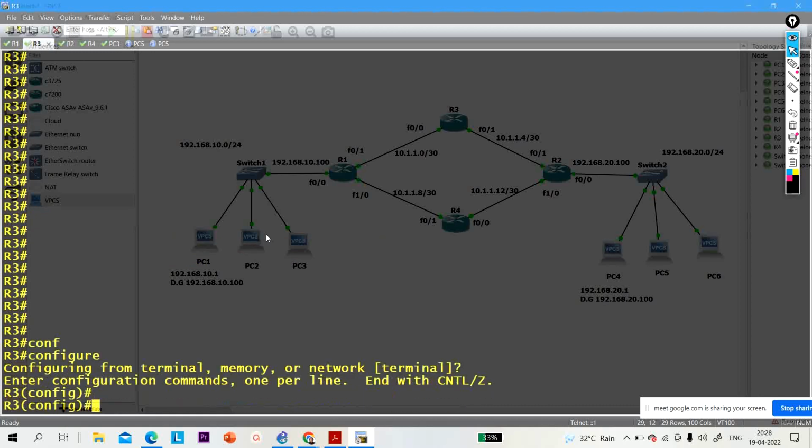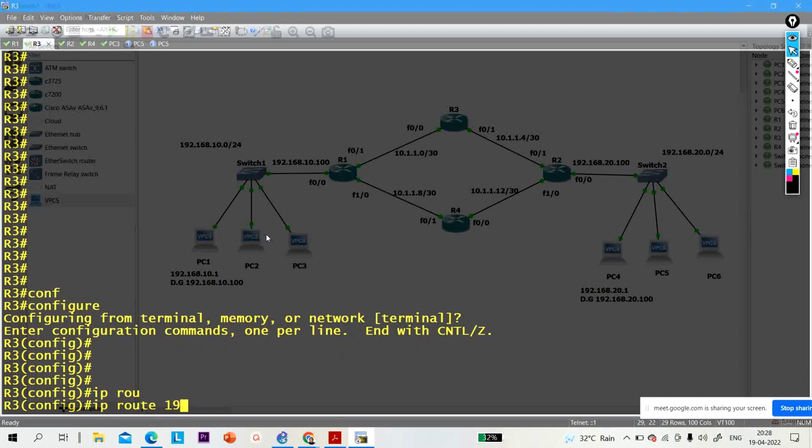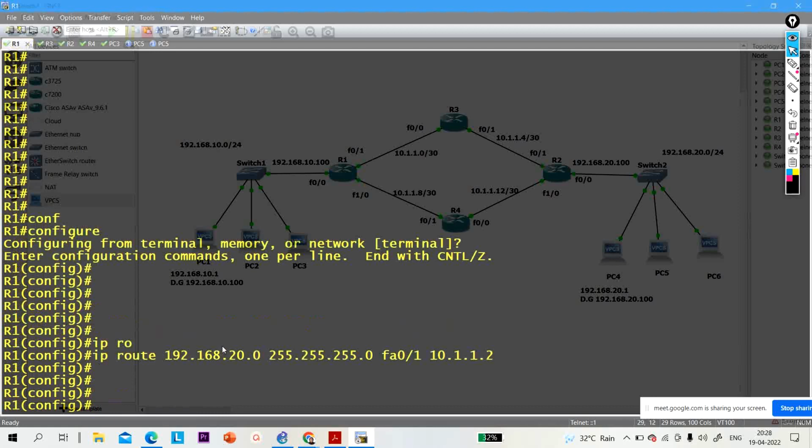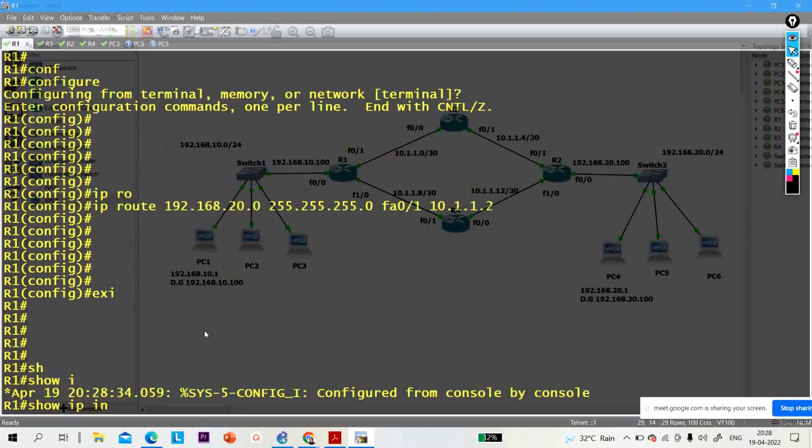So here we need to run IP route. We only configured the LAN side IP address, right? Yes. IP route. So, show IP interface brief.